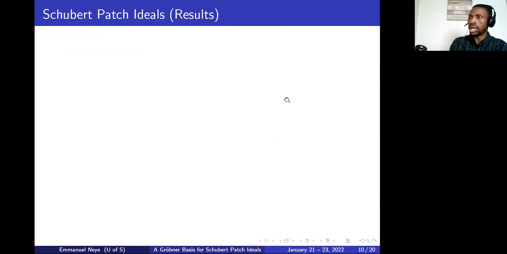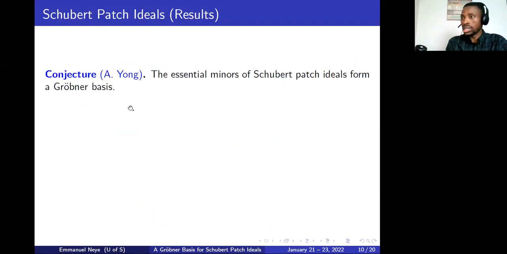So let's see some results we had on these Schubert patch ideals. As I said earlier, in a public talk, Alexander Young gave a conjecture, and here is the conjecture. He stated that the essential minors of Schubert patch ideals form the Gröbner basis. So what we do is prove that this conjecture is true.